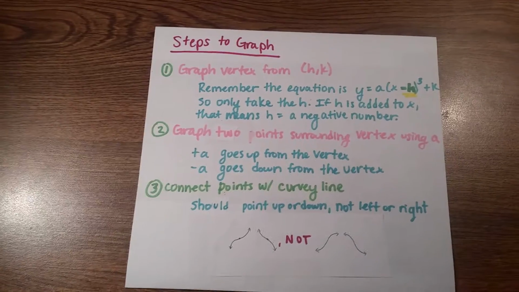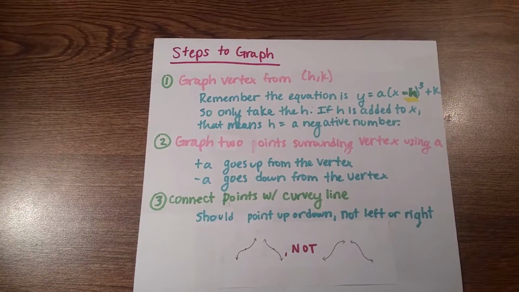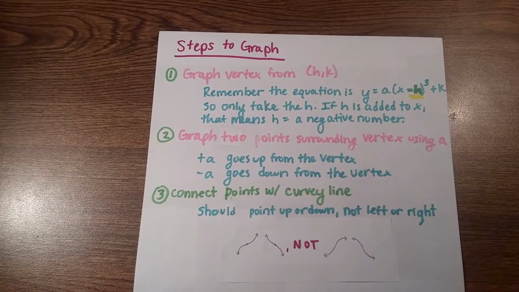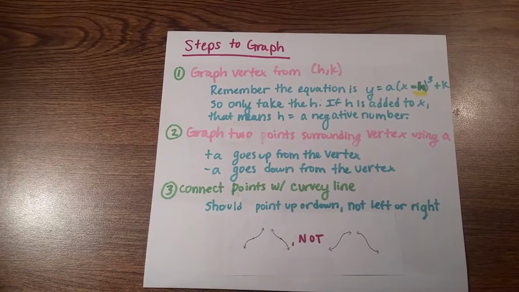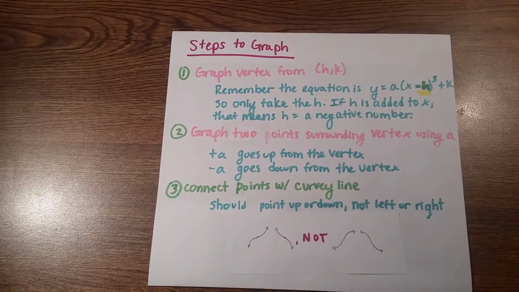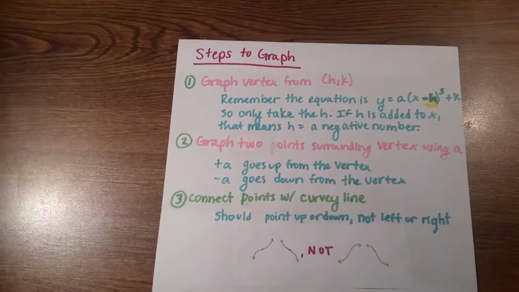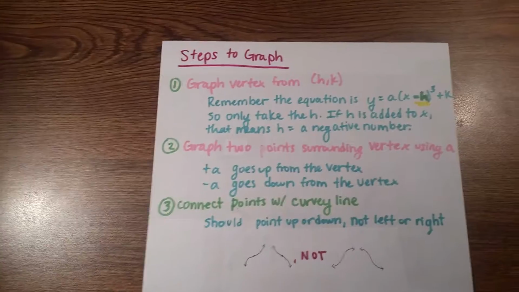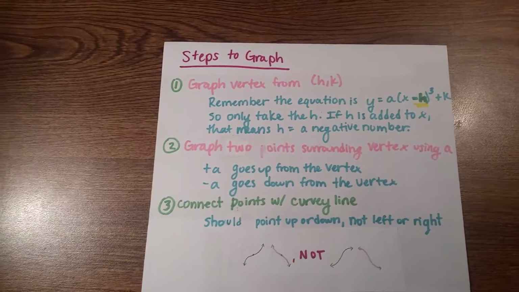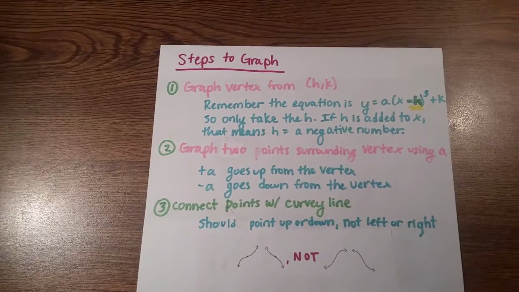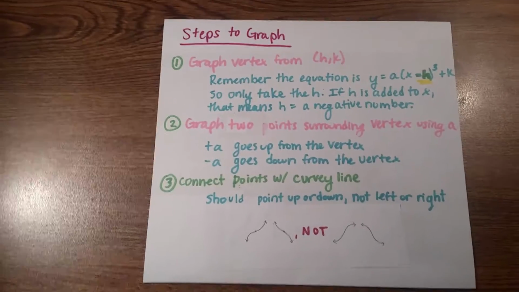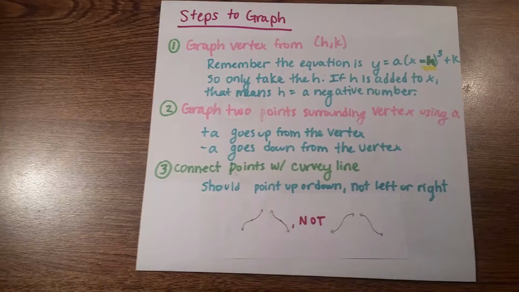The second thing to do is to graph the 2 points surrounding the vertex using a. So if a goes up from the vertex, and if a equals, say, 4, then go up from the vertex 4 points and go to the right one. And that going to the right one is automatic. It just happens with everything, no matter what you're dealing with.